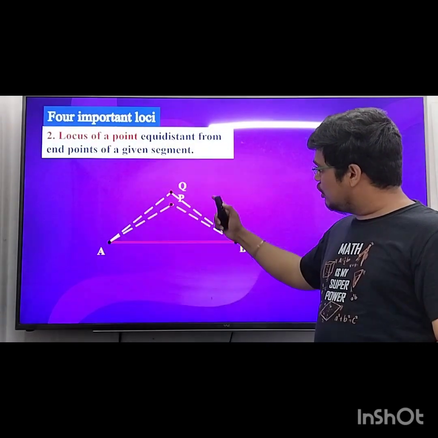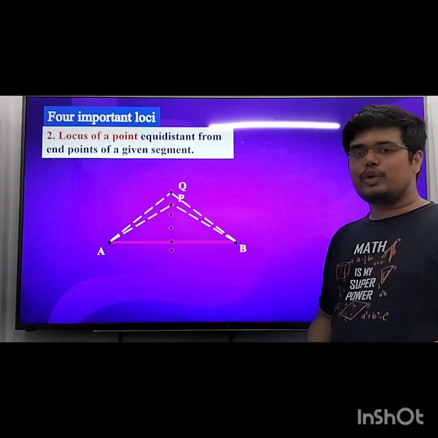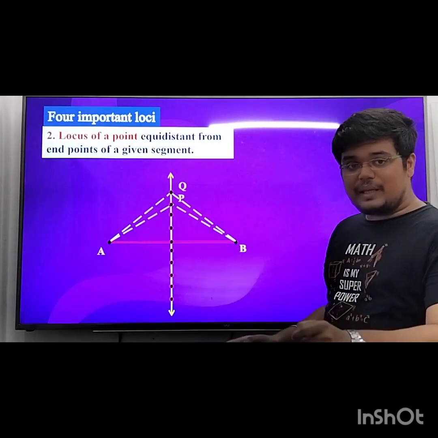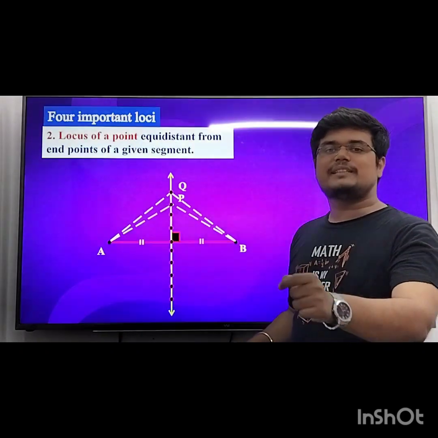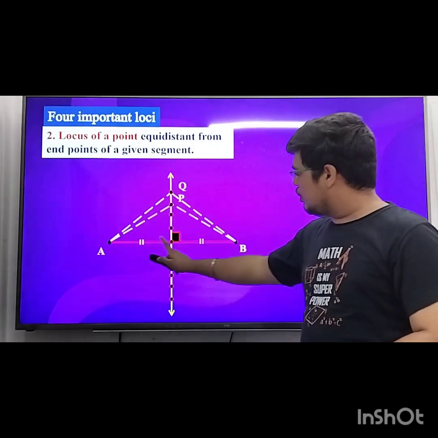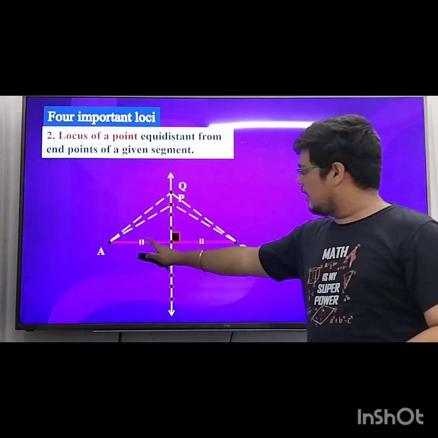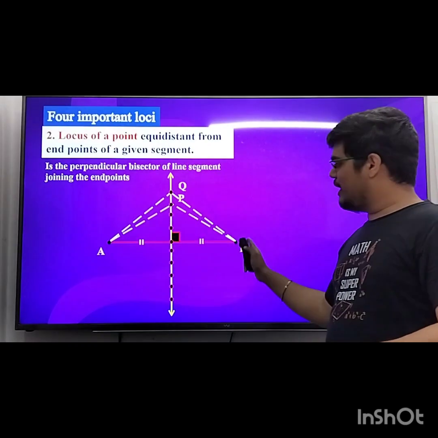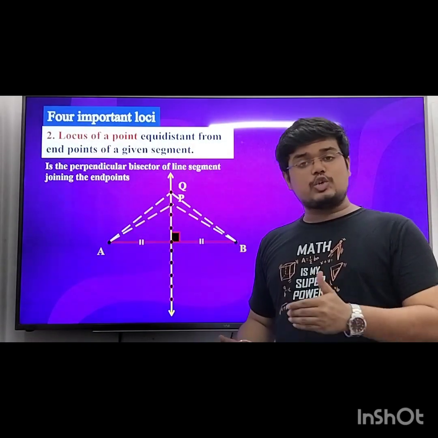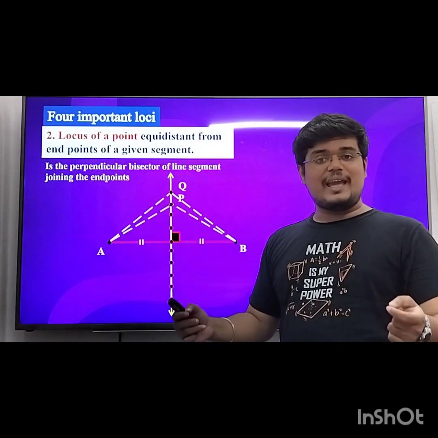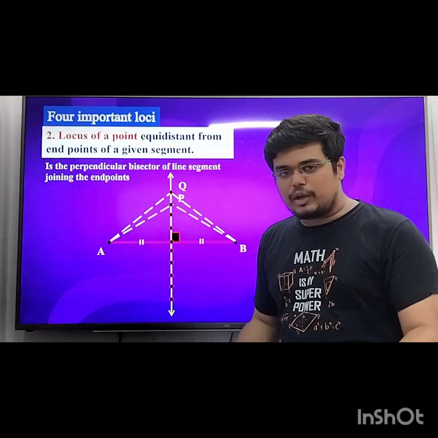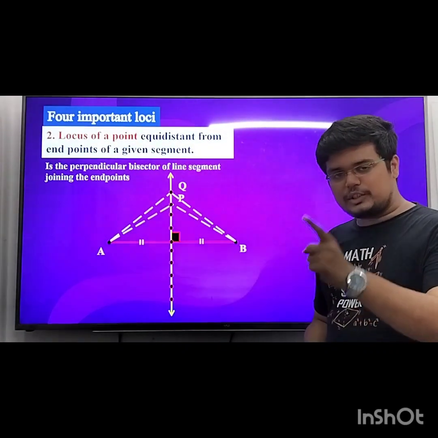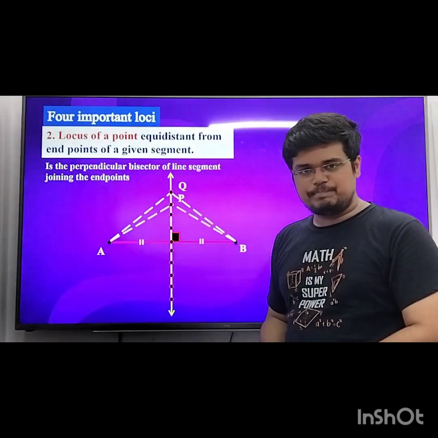And the collection of all those infinite points is simply going to be a special line. If you look at the figure carefully, this line will be a perpendicular bisector. So it's going to be perpendicular and it will exactly cut AB at the midpoint. So it's going to be a perpendicular bisector of AB. So in the question when they say draw a locus of points equidistant from A and B, it means they are talking about perpendicular bisector of AB. So if it's 2 points, it's perpendicular bisector.